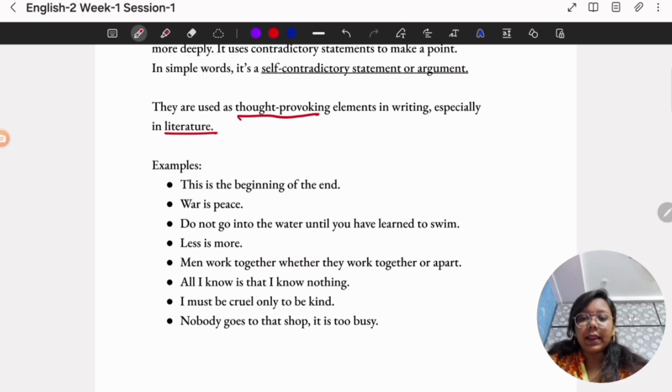Okay? And coming to the examples, this is the beginning of the end. War is peace. Do not go into the water until you have learned to swim.